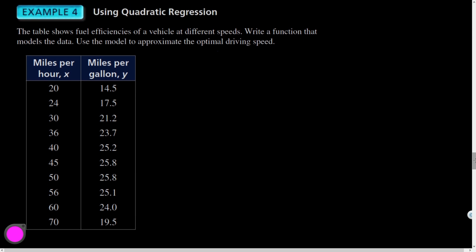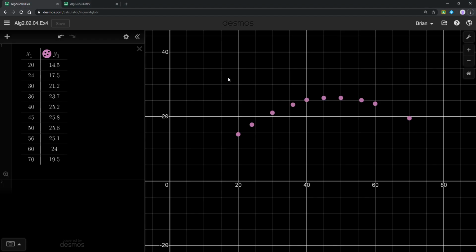But you can use technology just like you did best fit lines back in the day, and whether you used a graphing calculator or Desmos or something different, you could have technology find the best fit line. Actually, even spreadsheets do it. And so here's example 4. This is vehicle fuel efficiencies at different driving speeds. Write a function and then predict the optimal driving speed. And so I've plotted that data. Boom, got it. Here's that same table.